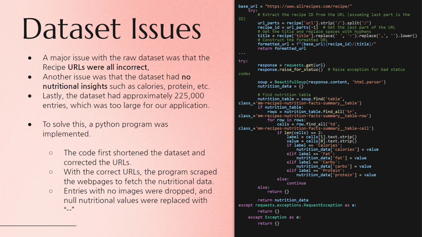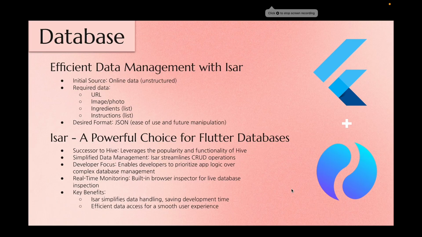This is due to some of the recipes being drinks, and therefore they often lack proteins or carbs. For our data, we needed an initial source, preferably JSON, so we could easily manipulate data if needed. The required data we needed for each recipe was a URL, the name of the recipe, an image, a list of ingredients, a list of instructions, and a list of nutritional info.